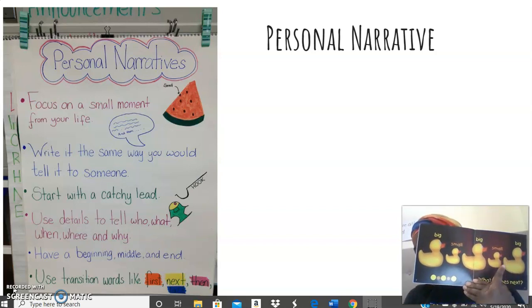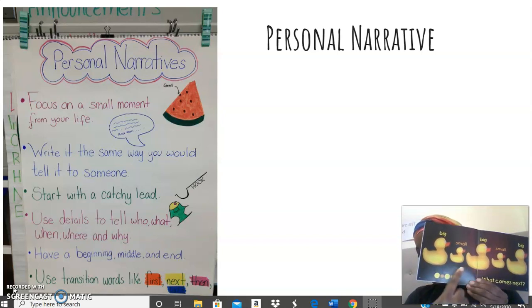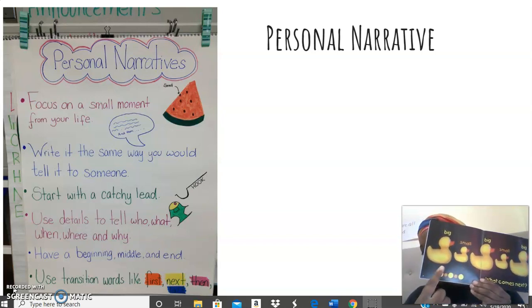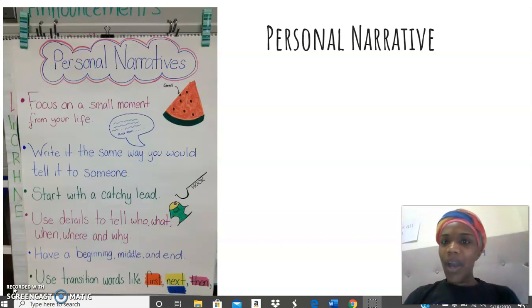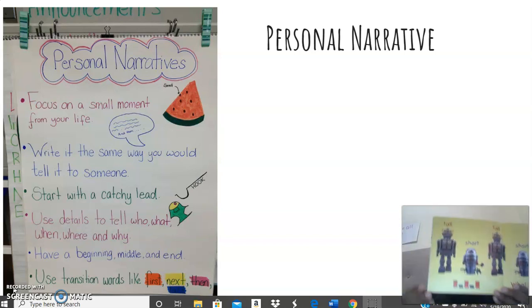Big, small, big, small, big. What comes next? Small, right? So yeah, tall, short, tall, short, tall. What comes next?